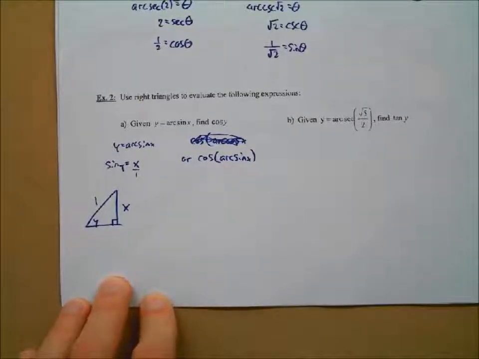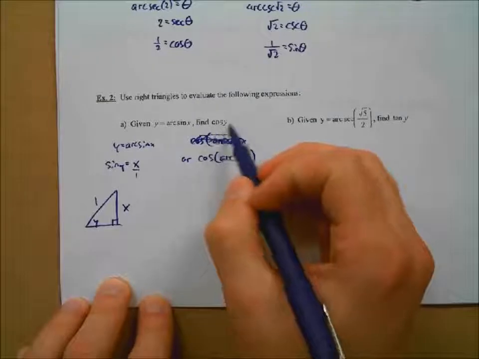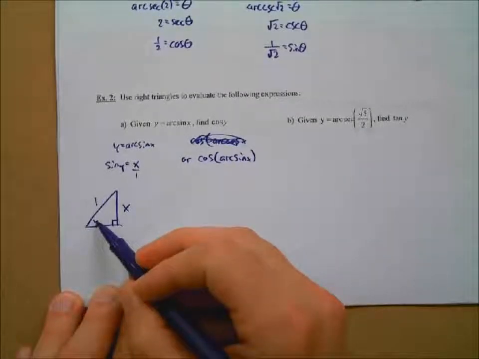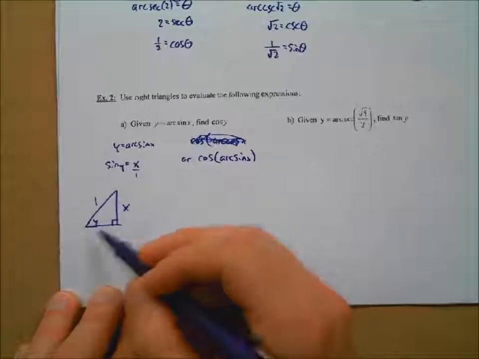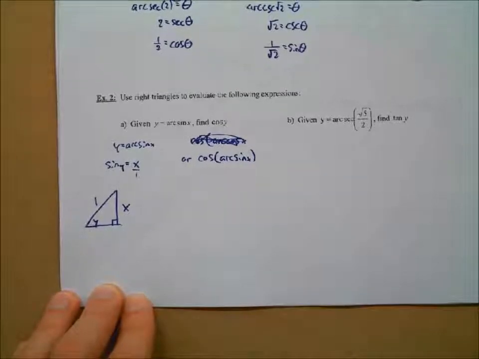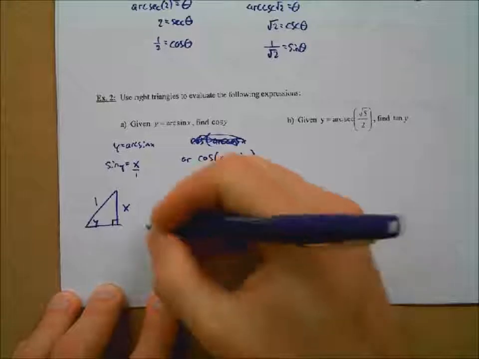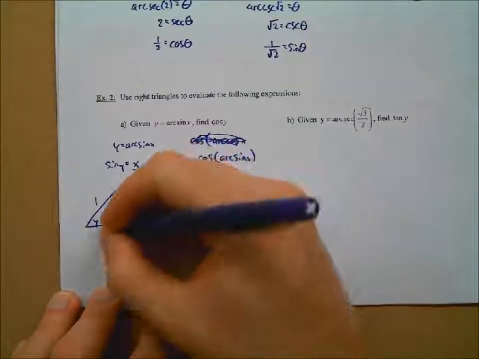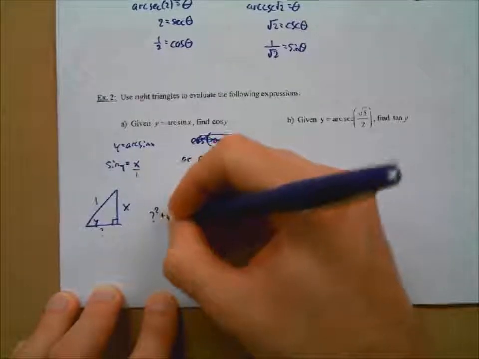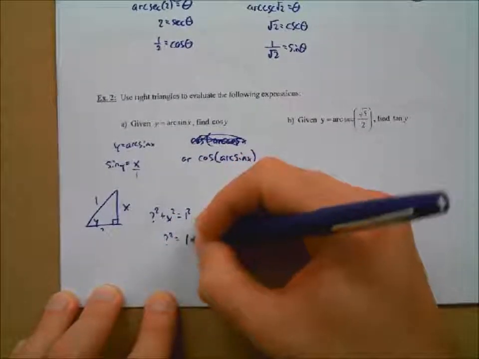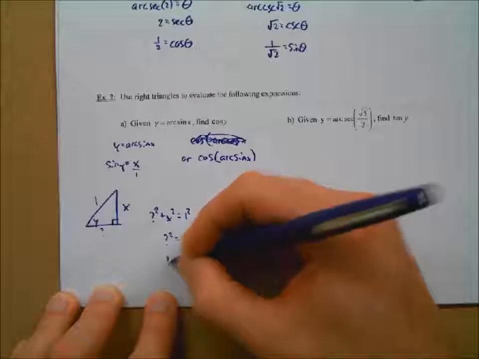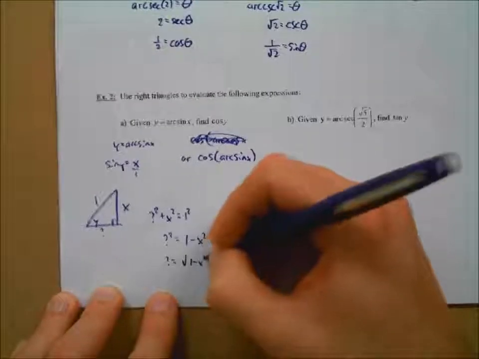But we're interested in the cosine of y, and to find the cosine of y, we need the adjacent side here. We can find that adjacent side using the Pythagorean theorem, right? So we can say, all right, question mark squared plus x squared equals 1 squared. And so question mark squared equals 1 minus x squared. And so the question mark is the square root of 1 minus x squared there, if we square root both sides.